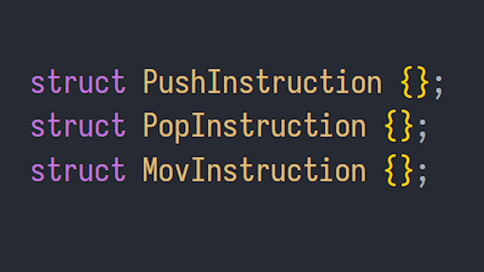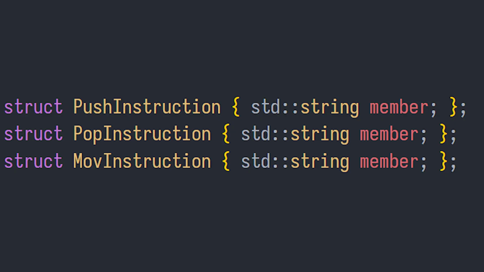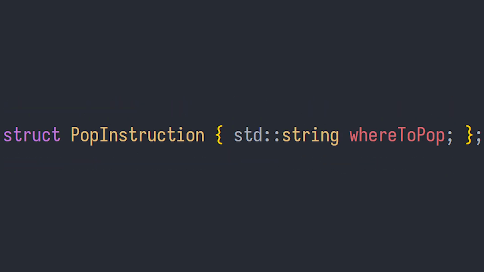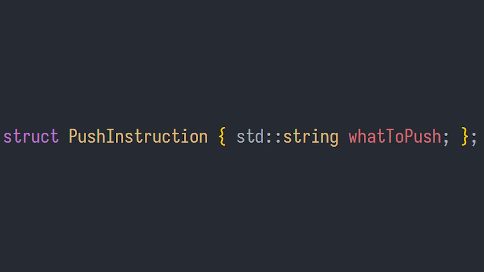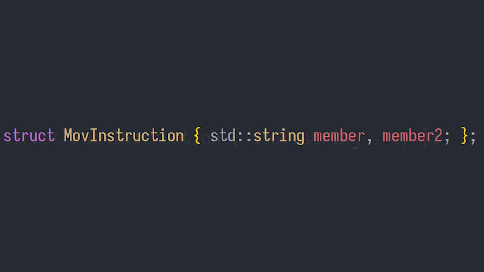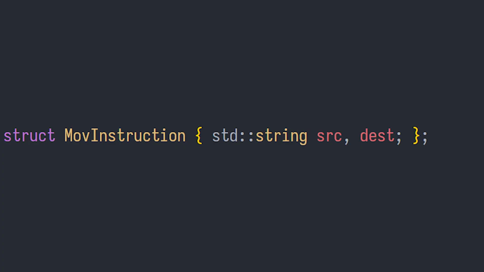Next, we can create the actual instructions, those obviously being a push, a pop, and a move. This is what we will start out with. We can populate each of these with simple string members. For pop, you can make a where to pop or destination field. For a push instruction, you can make a what to push or source field. For a move, you can include both a source and a destination.